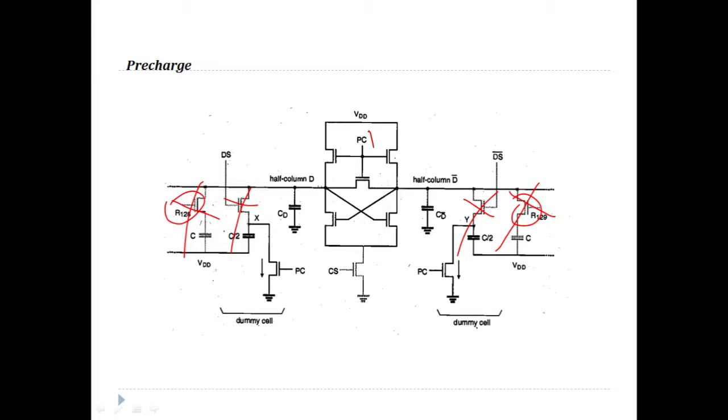All the devices which are on are shown with the solid line, and the rest of the things are shown with the dotted line. So the CS transistor is also off. Now here, as precharge is 1, this transistor is on, this transistor is on, and then you can see this transistor is also on. So both of these are shorted.